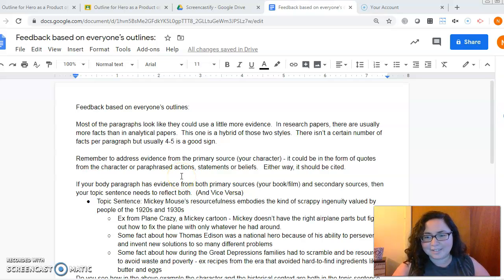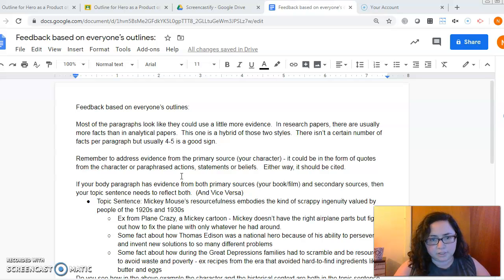All right, hi guys. I wanted to touch base with you all regarding your outlines, just to give you some general feedback. I was able to read through everyone's outlines. I did not go line by line, every single detail about each one, but I did try to look for a couple of key things.